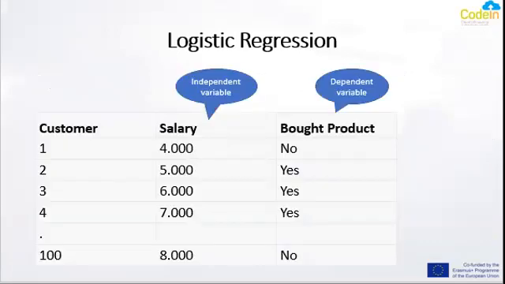Let's say we have a data set of 100 customers, and we want to predict whether or not they will buy a certain product based on their salary. We can use salary as the independent variable to predict whether or not a customer will buy the product. The logistic regression model will learn the coefficient for salary, which will be used to calculate the probability of a customer buying the product.